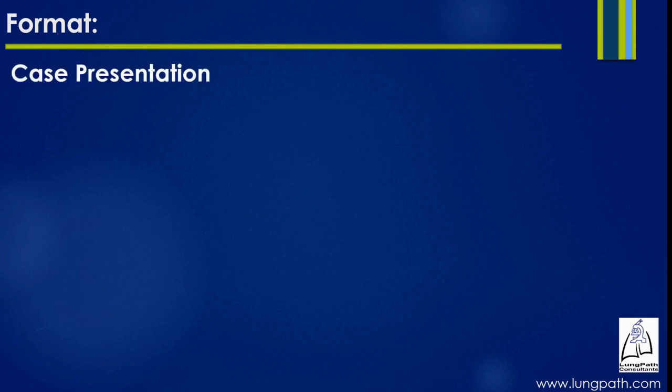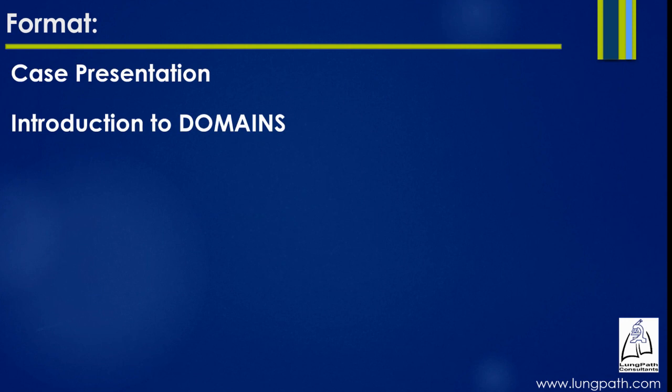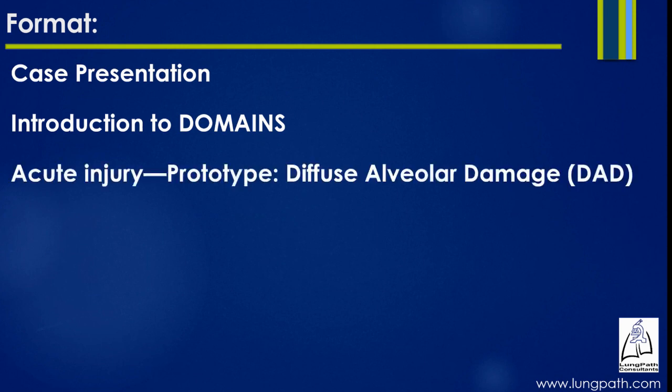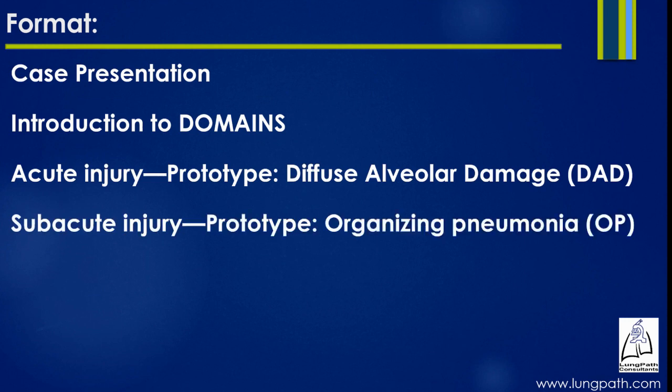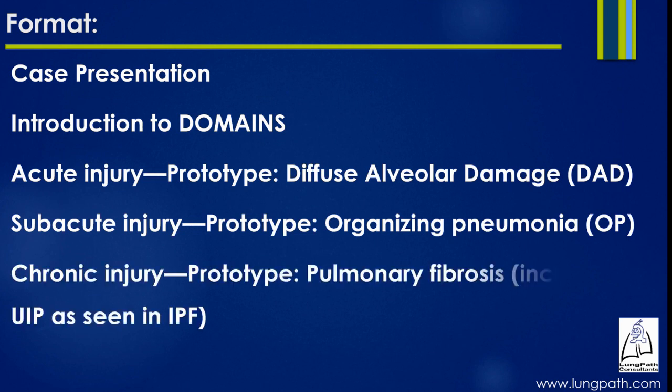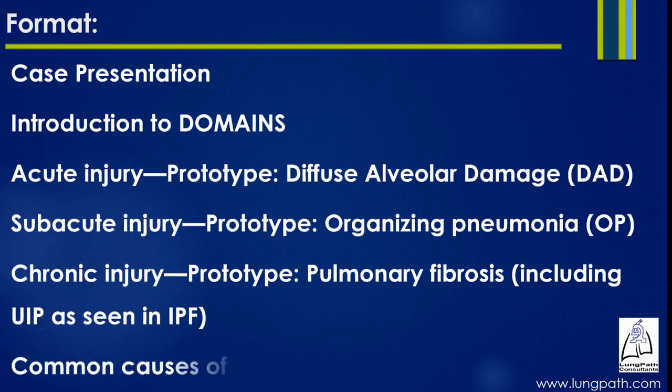So I'm going to start with a case presentation. I'm going to introduce you to what we call domains, which are the facets of the interstitial lung disease patient. Then we're going to talk about acute injury, and the prototype is diffuse alveolar damage in ARDS. Then we'll talk about subacute injury patterns, where the prototype is organizing pneumonia. We'll move on to chronic injury, where the prototype is pulmonary fibrosis of all types, but especially UIP as it presents in patients with idiopathic pulmonary fibrosis. And finally, we'll talk about common causes of acute lung injury and how to manage them in your laboratory.